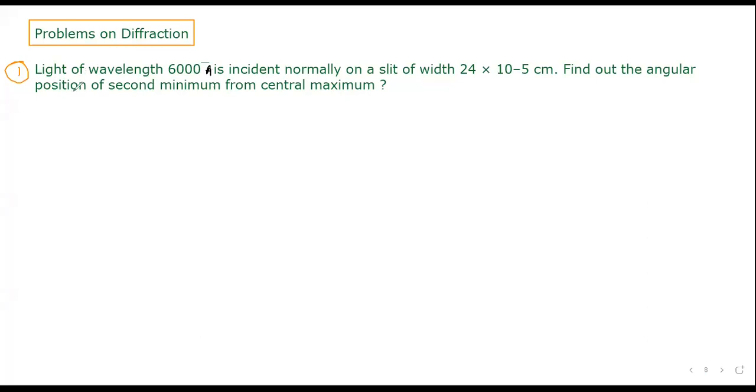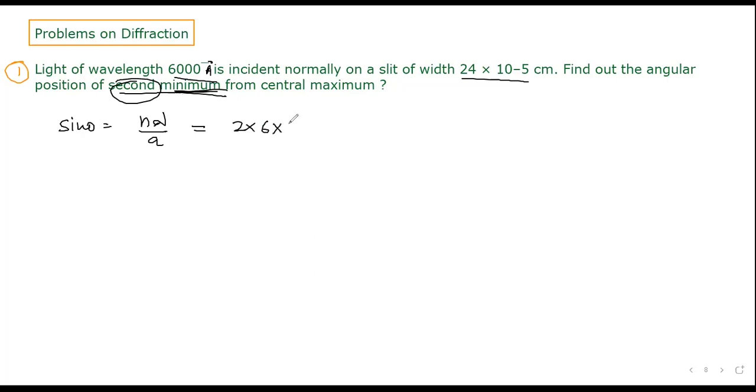Okay, let's start. The first problem is this: light of wavelength 6000 angstrom is incident normally on a slit of given width, 24 into 10 power minus 5 centimeter. Find the angular position of the second minima from the central maxima. So they are asking for the angular position of the second minima, the dark fringe. You know how we write it: sine theta is equal to n lambda by a. This is the angular position of the nth dark fringe or minima. Here n is given as second.